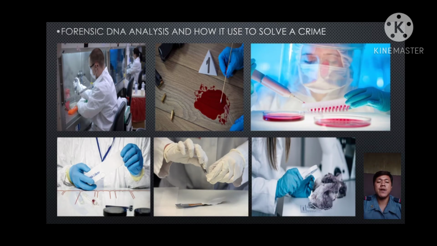And next is forensic DNA analysis and how it is used to solve a crime. DNA is generally used to solve crimes in one of two ways. In cases where a suspect is identified, a sample of that person's DNA can be compared to evidence from the crime scene. The result of this comparison may help establish whether the suspect committed the crime.